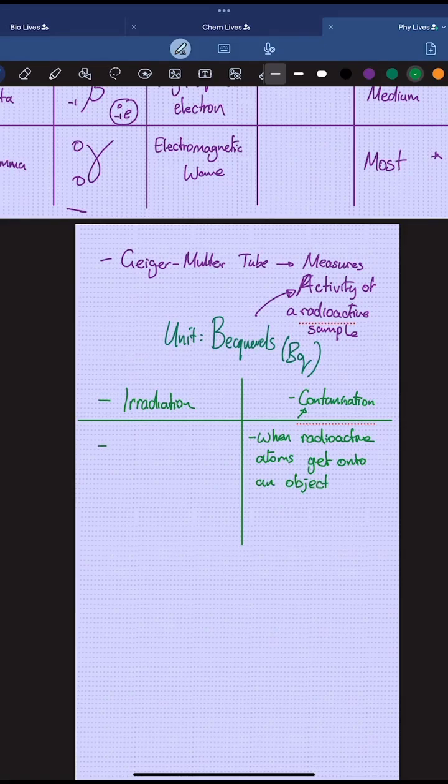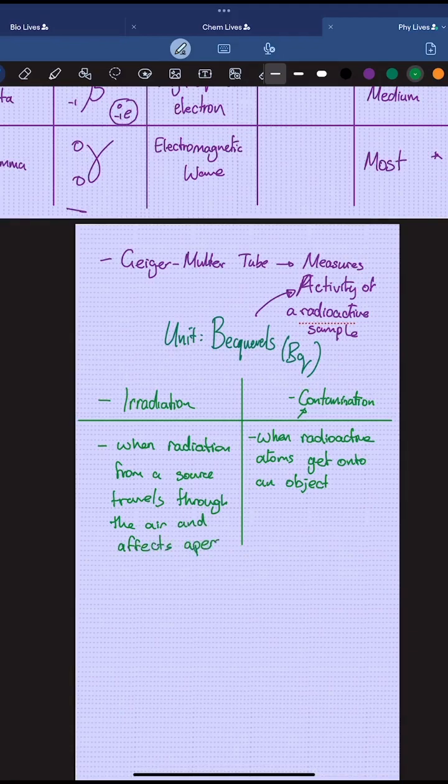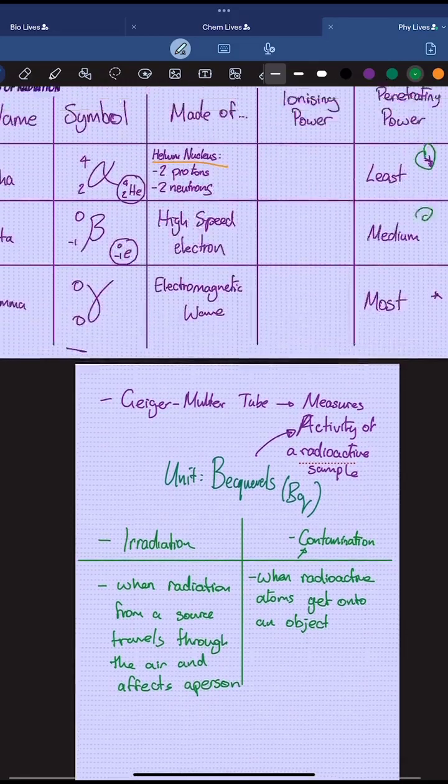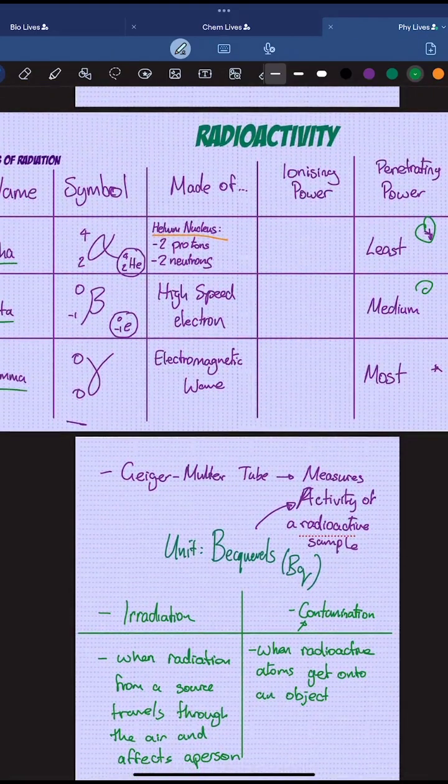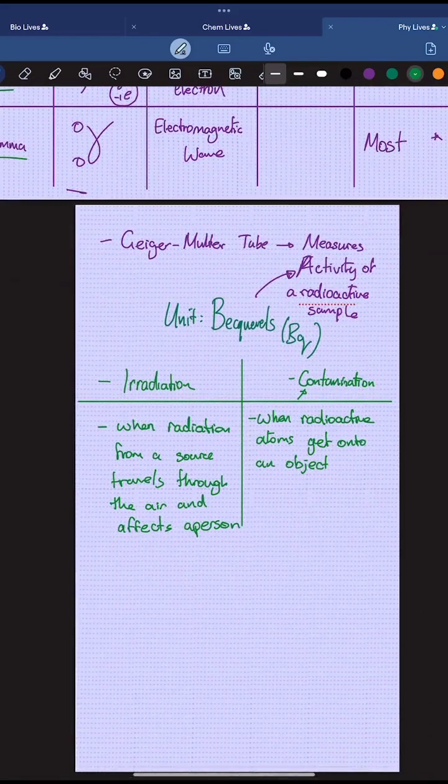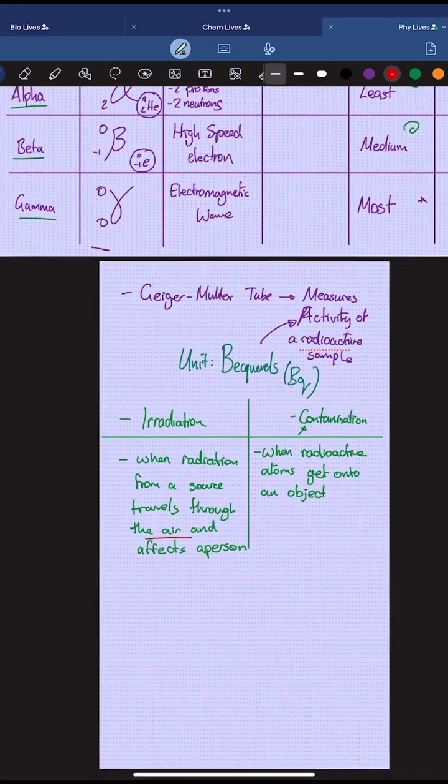Irradiation is when radiation from a source travels through the air and affects a person, or it's usually a person that it affects. So out of the three types of radiation, alpha, beta, gamma, which one do you think would be the most risk for irradiation? If it needs to travel through the air for irradiation to happen, which one is going to be the most dangerous?